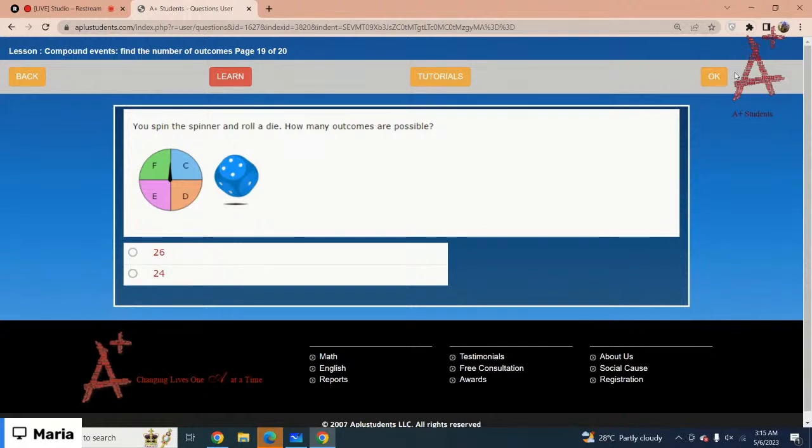You spin the spinner and roll a die. How many outcomes are possible? You have 4 outcomes for the spinner and 6 outcomes for the die. So it would be 6 times 4. That means the total outcomes are 24. So the correct option is 24.